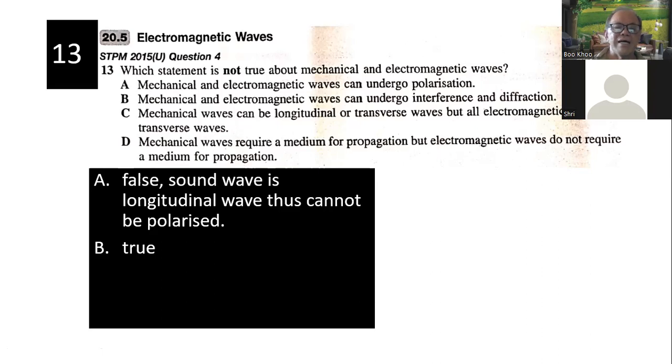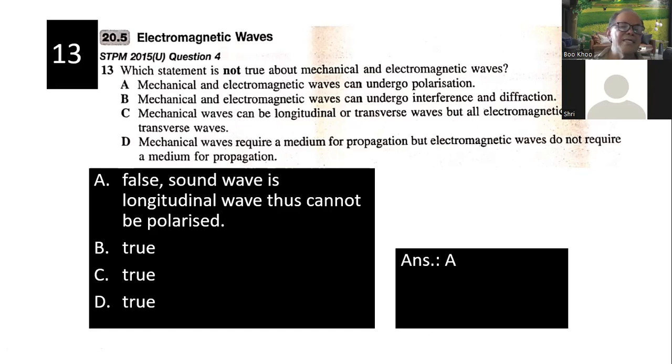But electromagnetic waves are transverse waves. Mechanical waves require a medium for propagation, but electromagnetic waves do not require it. Right? Answer is A. Good.